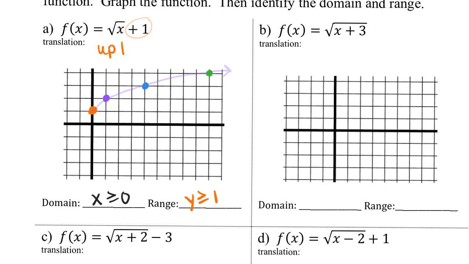Okay, let's try another one. This is the square root of x plus 3. Since the x plus 3 is in the radical, it's like it's in parentheses, so it's going to go left 3. 1, 2, 3. Okay, and then I'm going to make the same pattern. I'm going to go 1, 1, because the square root of 1 is 1. What's the next easy square root? The square root of 4 is 2. 1, 2, 3, 4, 1, 2. If we have room, we can do square root of 9. 1, 2, 3, 4, 5, 6, 7, 8, 9. Square root of 9 is 3. Okay, it's going to make that same shape.